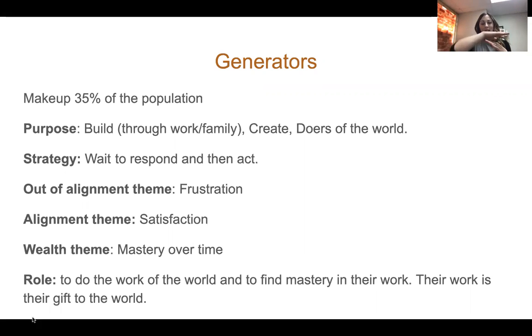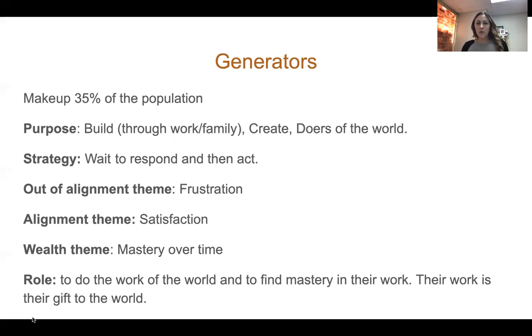So for a generator, they experience that plateau, and then they can often want to quit when they're in that frustrating plateau. Sometimes they can be known for quitting, so it's important for them to wait out that frustration. Then they learn or master something, take a step up, and hit another plateau. And so their wealth theme is mastery over time.